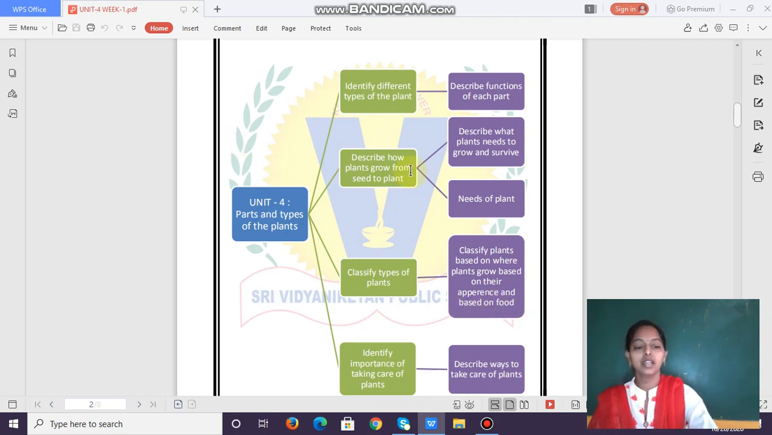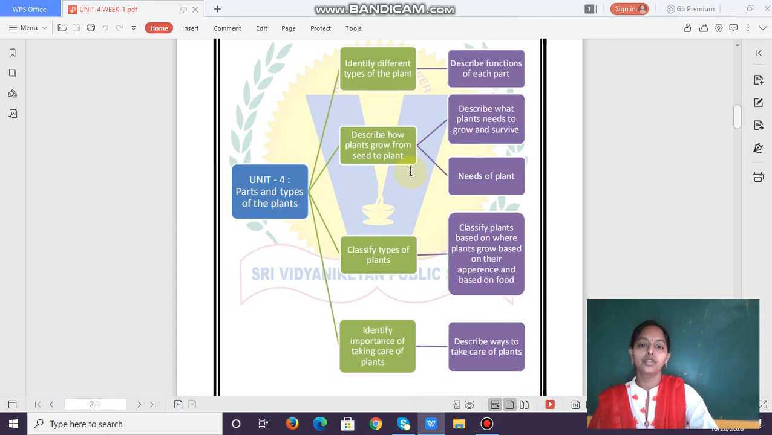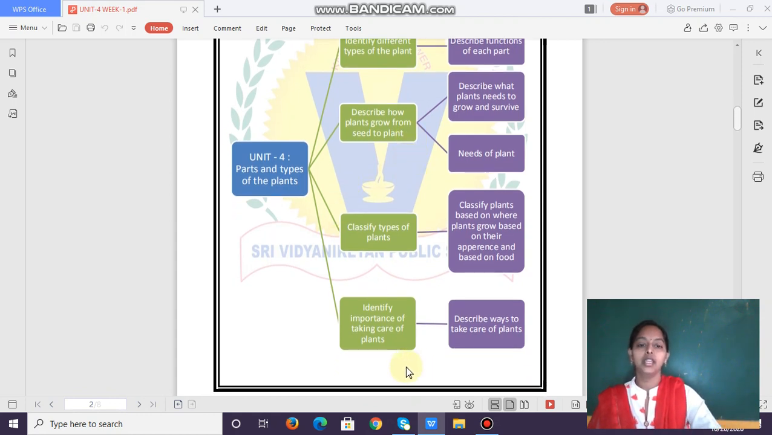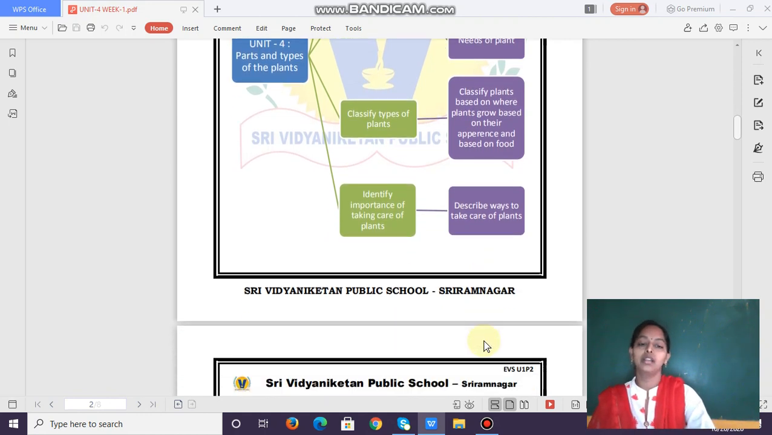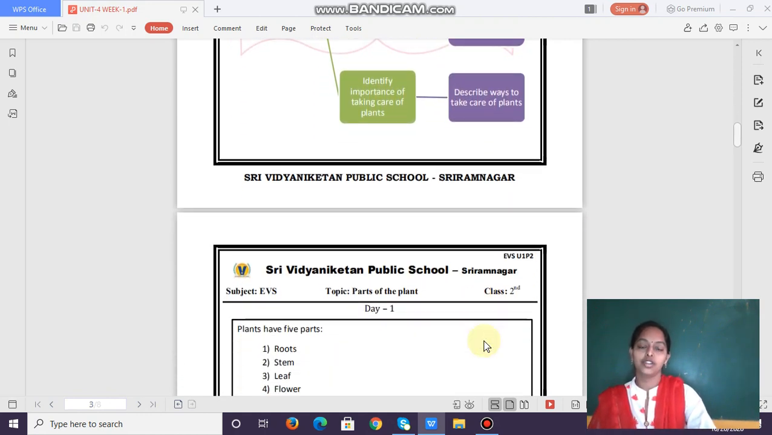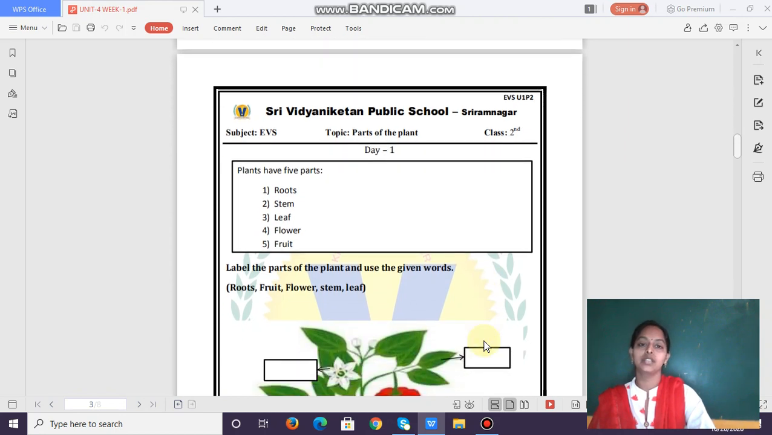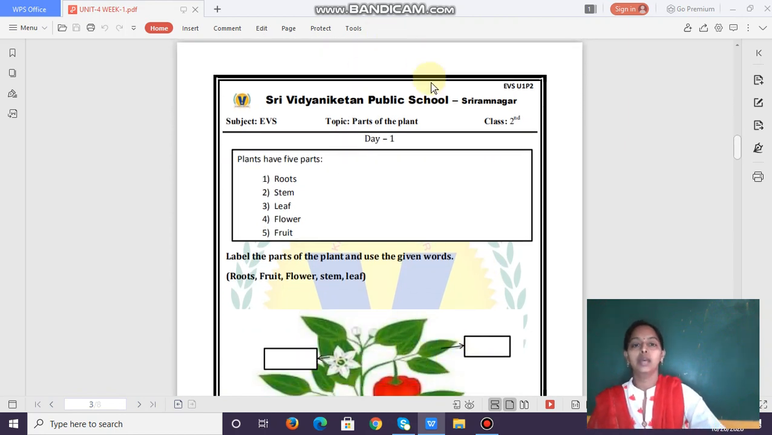Now, our fourth topic is identify importance of taking care of plants. And this is our subtopic, describe ways to take care of the plants. Now, let's start our worksheet. This is our worksheet, day 1, parts of the plant.